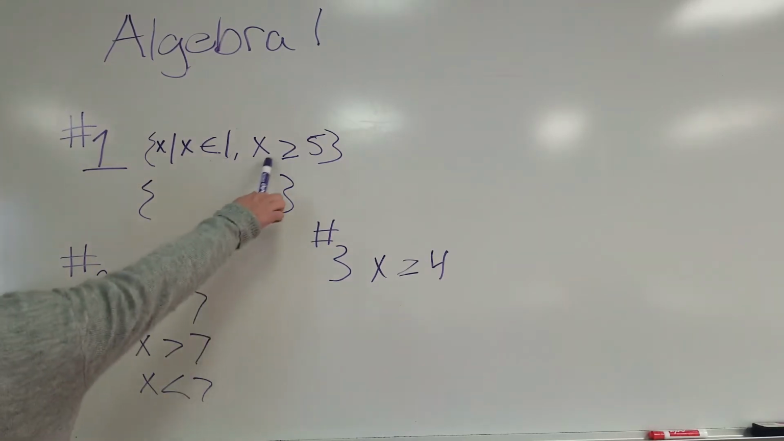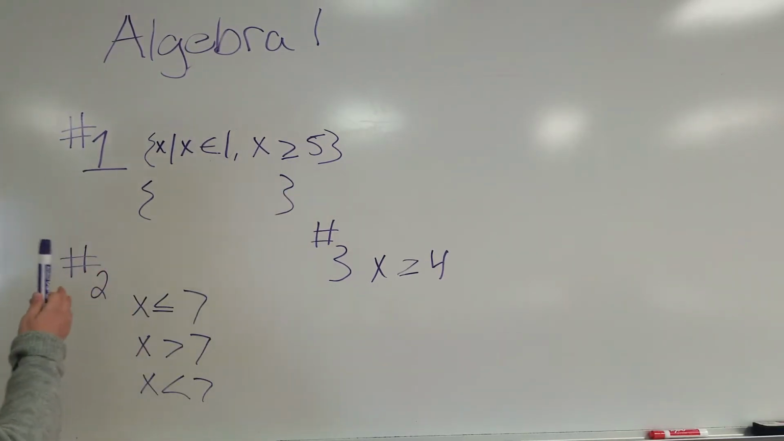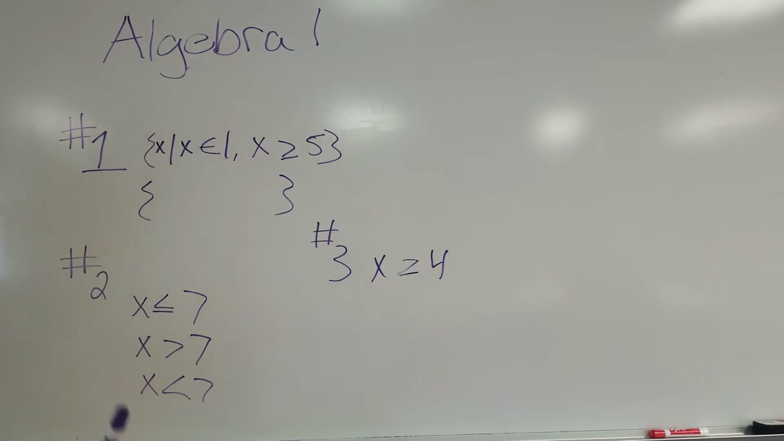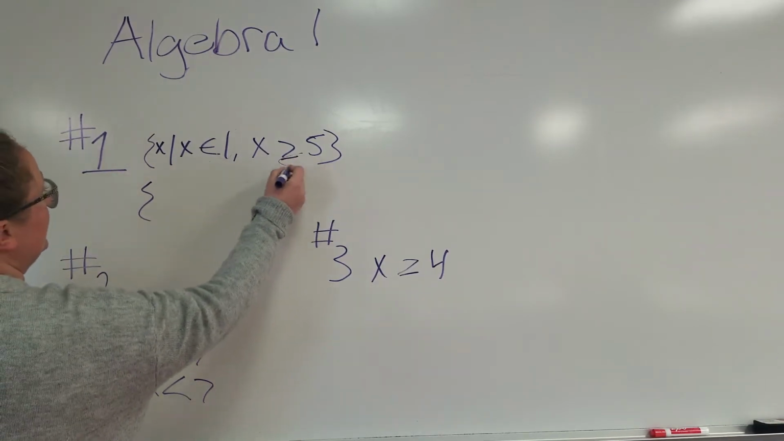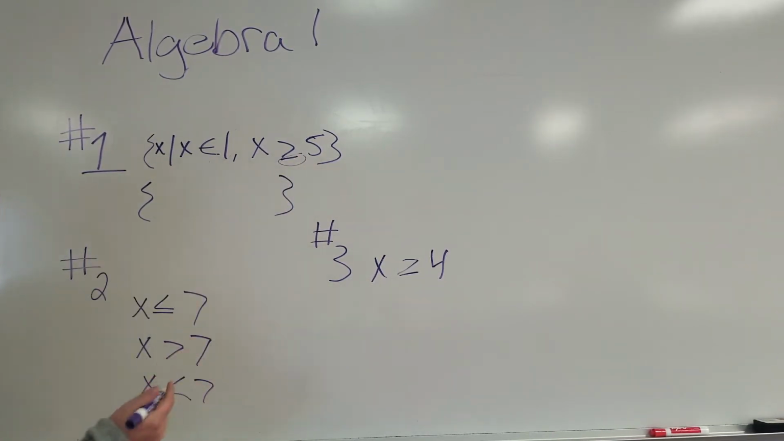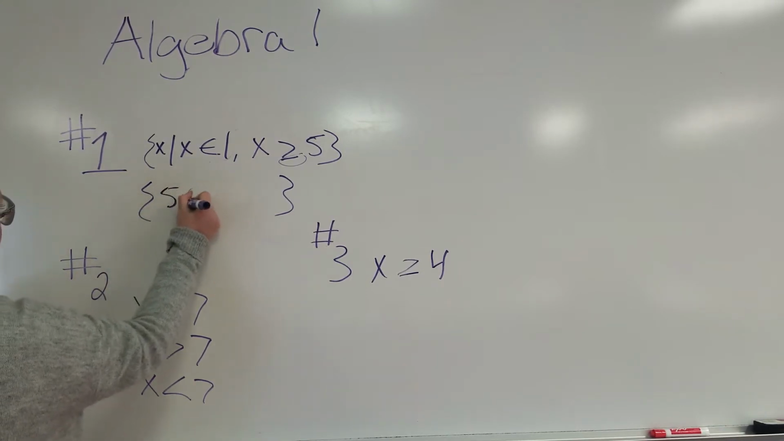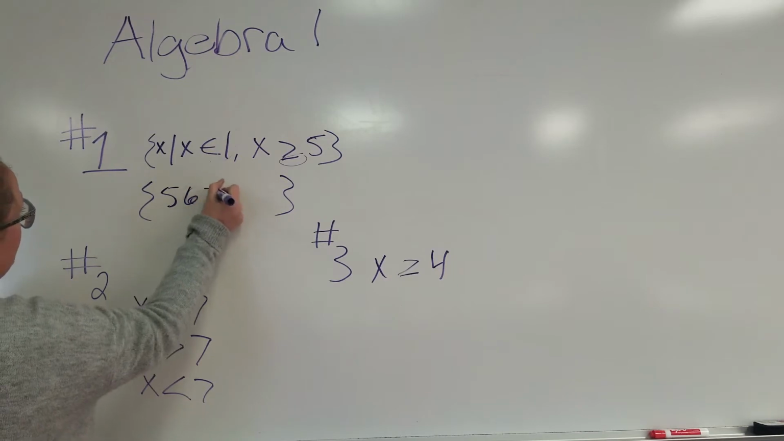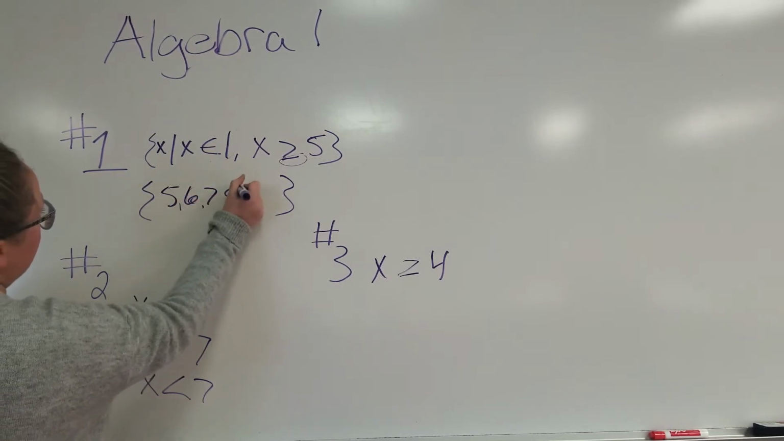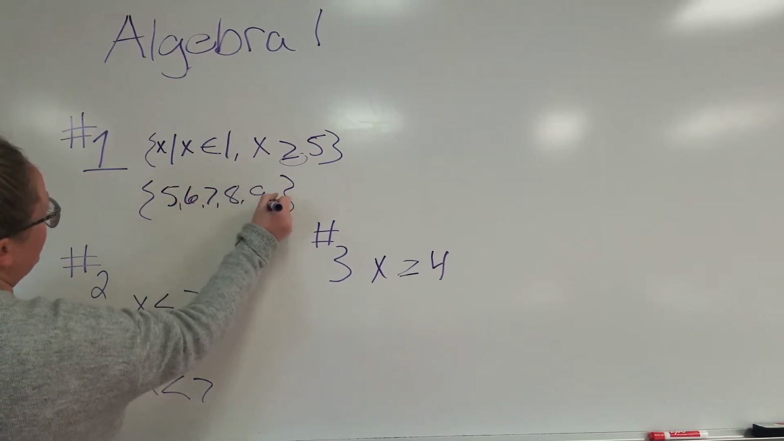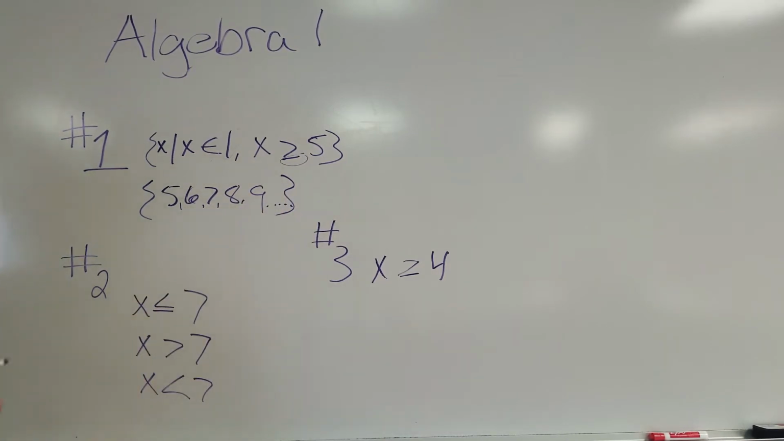So when it says greater than 5, it's obviously going to be all the numbers bigger than 5. This line underneath that says greater than or equal to means you're going to include 5 in this set. So the set would look like 5, 6, 7, 8, 9, however many you want to write down, dot, dot, dot. So it goes all the way through to the end of numbers, which is never.